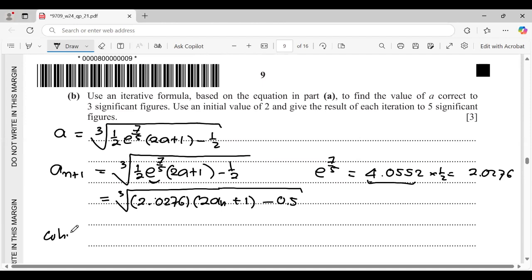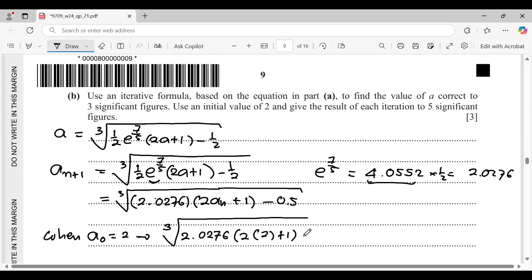Now, when a0 equals 2, the calculation becomes the cube root of 2.0276 times (2 times 2 plus 1) minus 0.5.